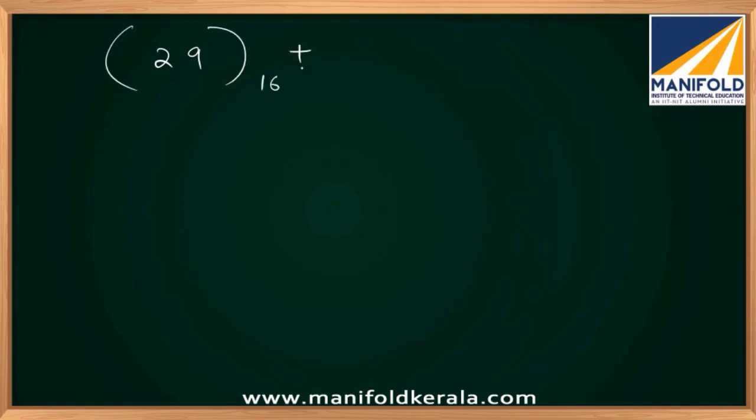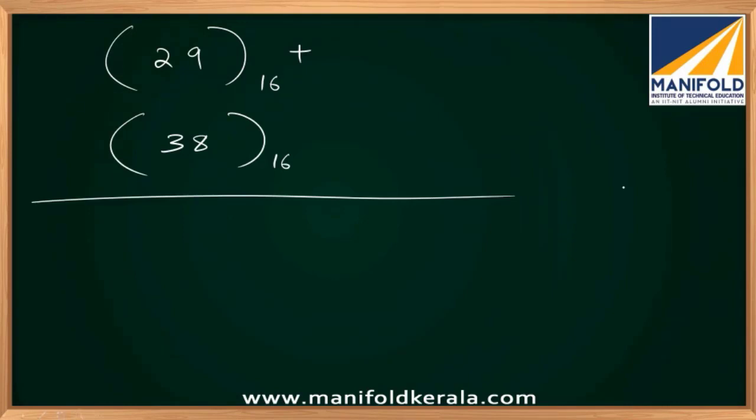And I want to add this with something like, say, 38 base 16. Now, how will you add these two numbers in the hexadecimal system itself? You know how to add in decimal, but how will you add the numbers in hexadecimal?